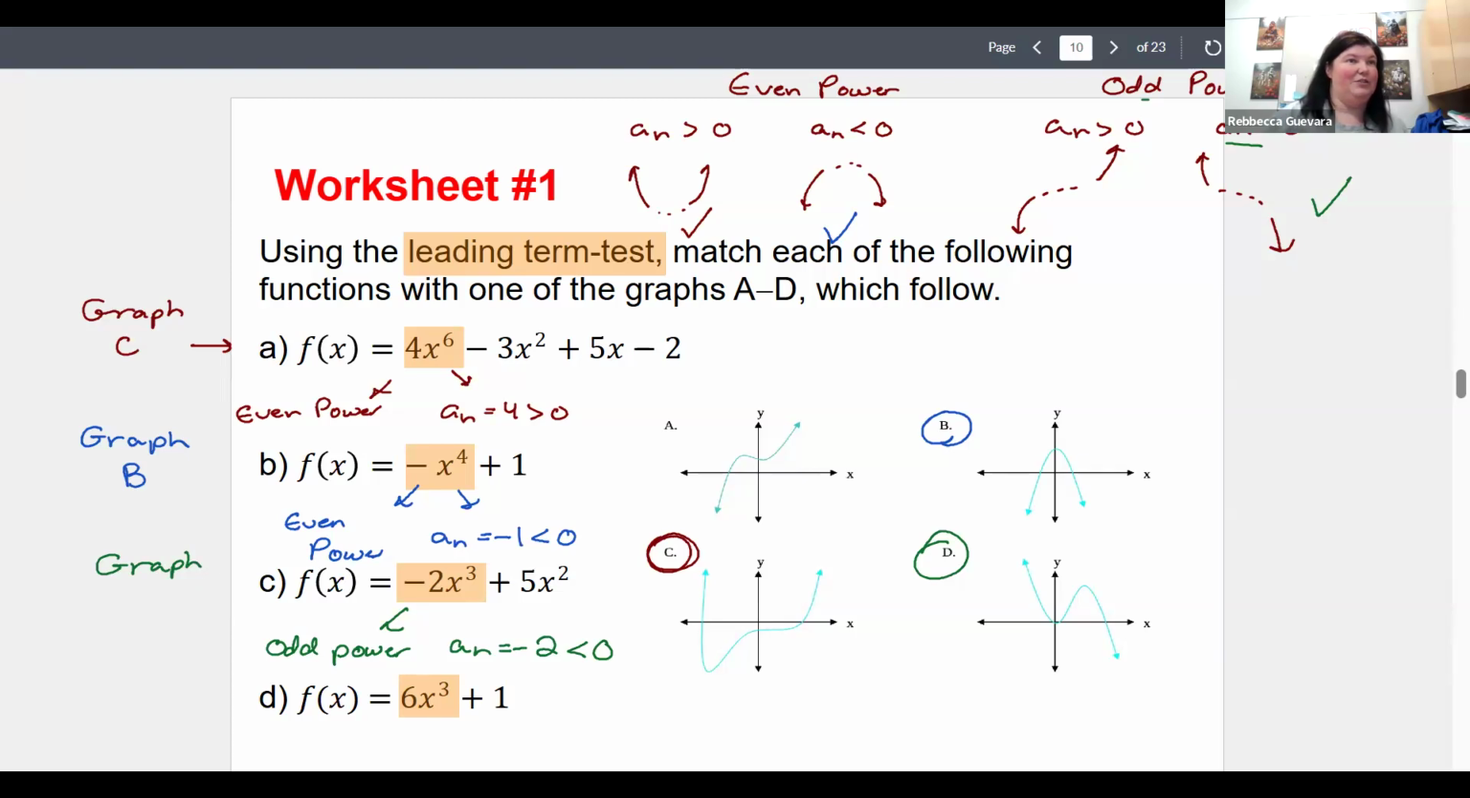So this graph D matches with C. This one we kind of know by default, but let's go through it anyway. For D, we have 6x cubed. So it's an odd power again, and a_n is 6, which is positive, meaning we're looking at an odd power with a positive coefficient. We're looking at the situation where on the left it falls and on the right it rises.